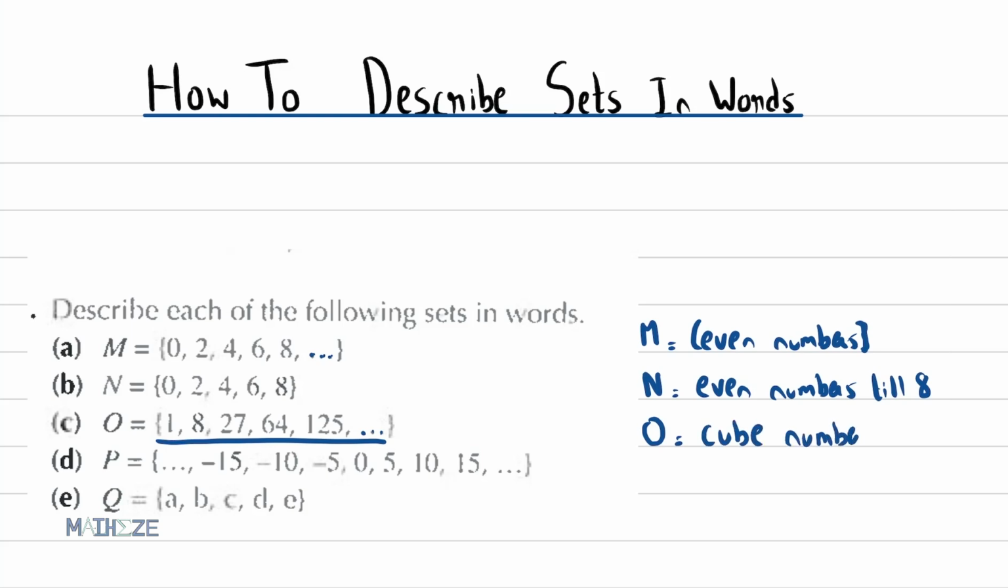Then if I need to describe set P, if you notice set P is coming from negative infinity and goes on till positive infinity. But it has elements that are multiples of 5. So I'm going to write here integers which are multiples of 5. Do you get this?